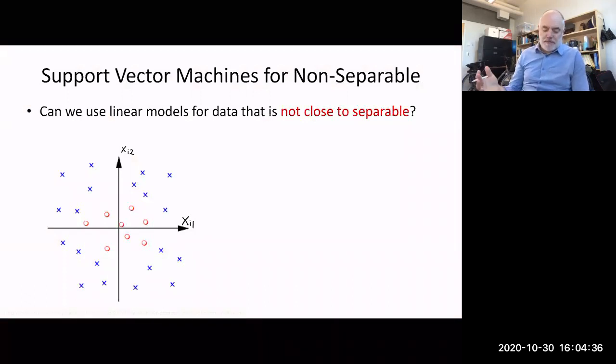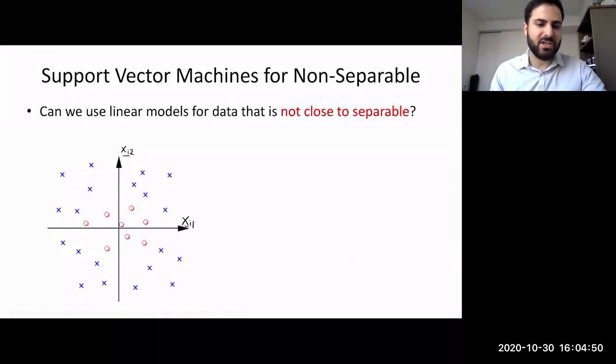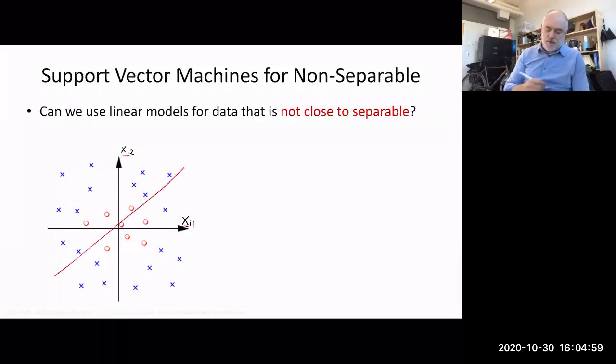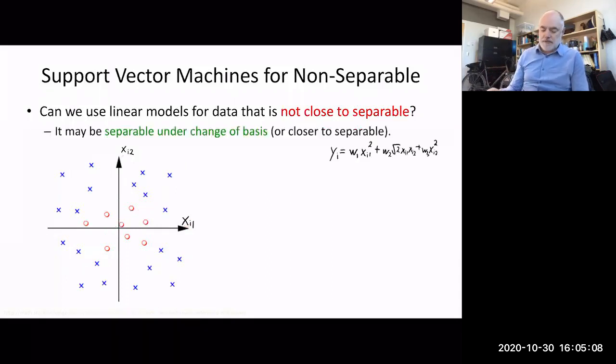Okay, so Payman, can we use linear models for data that's not close to separable, like what we have here? So we have two features, and a bunch of data points and labels. Not really, unless we change the way we represent the data. Exactly. So we can't really draw a hyperplane in this space, right? There's no linear separation of this data in the original feature space, right?